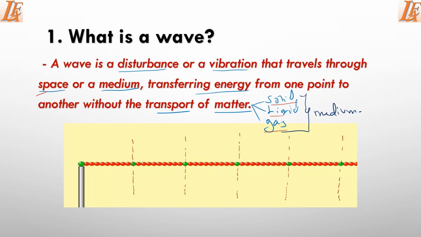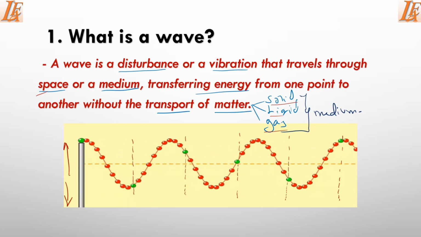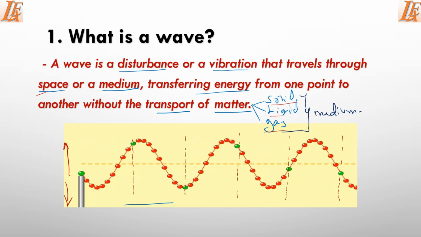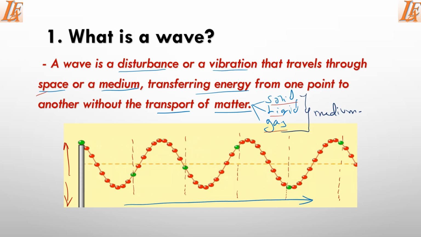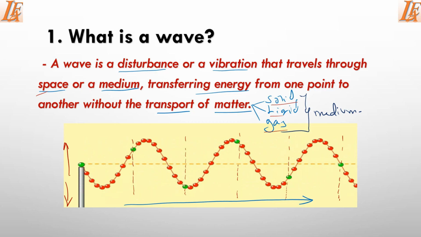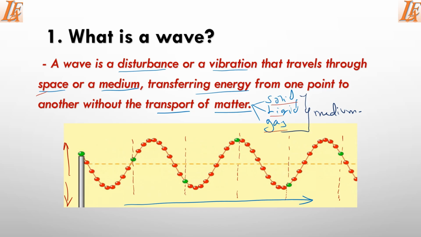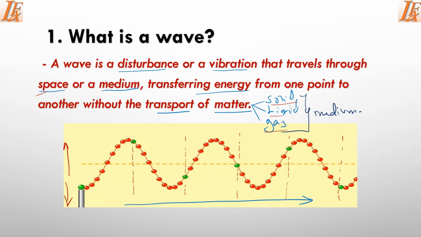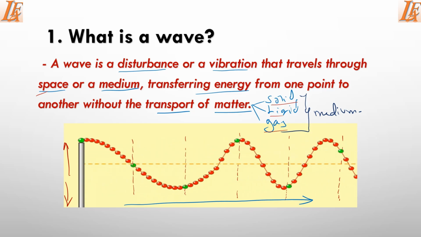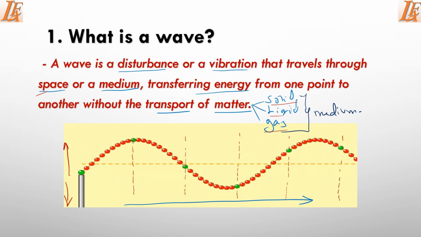Like in this case, if you disturb the particles at this end in an up and down manner, the wave will move from left to right like this, but the position of these green particles will still remain on the lines that I made on the screen. Therefore, it means a wave can only move from one point to another, transferring energy, but the particles of the medium are not disturbed.